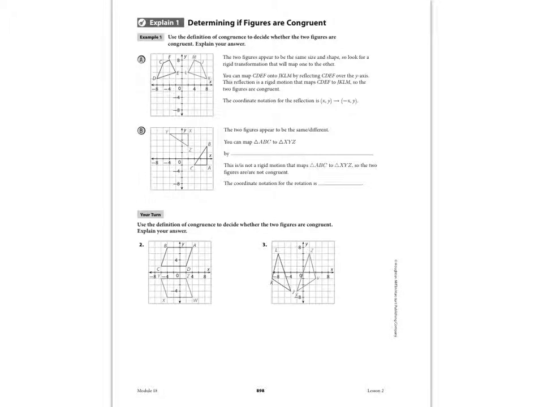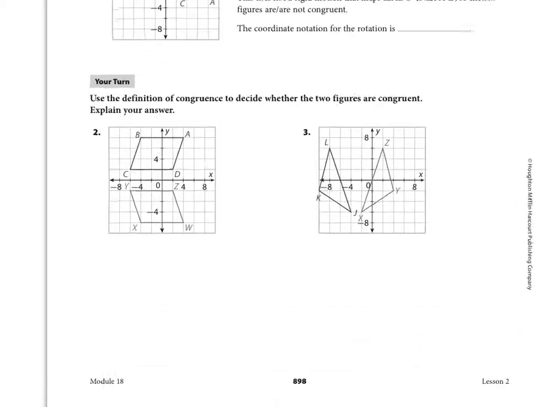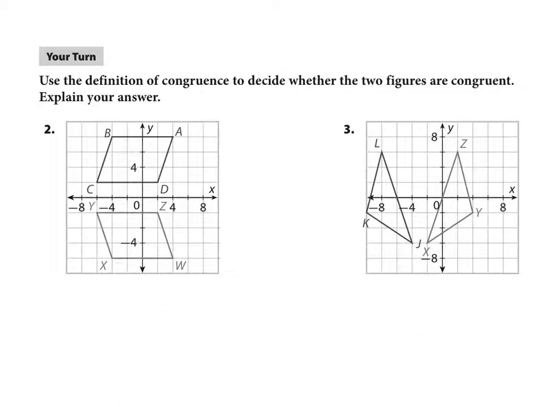On the bottom of page 898, we have a couple examples. I'm going to do one of these, and I'll have you do the other one. So number 2, we want to use the definition of congruence to decide whether the 2 figures are congruent. Recall that the definition of congruence is, can we go from the pre-image to the image by way of rigid motions, one of the 3 rigid motions? And if so, then they're congruent.